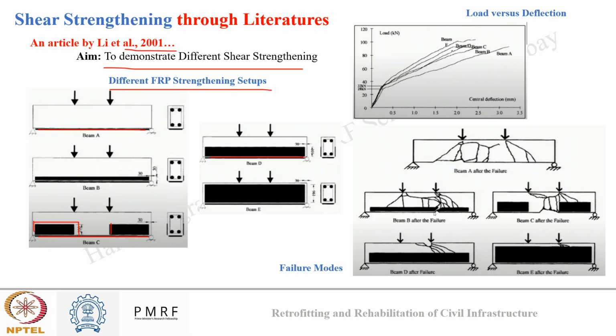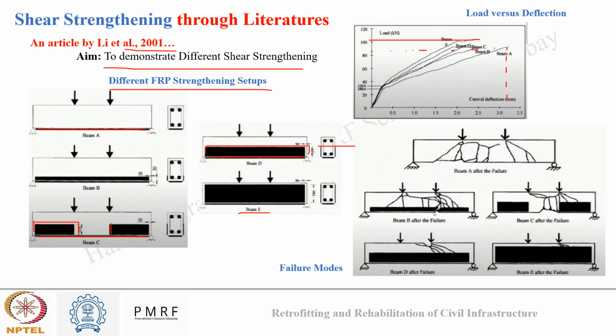Here FRP was placed at the base, and a wrap was done on the sides also, complete wrapping on the side up till central depth. And here on the full sides, the FRP wrapping was done. And for each case, they applied load at the top and they measured the central deflection. So you can see from this load versus deflection profile, in case of beam E, it was able to take maximum load, since FRP from the side was wrapping, it was confining the beam, which was increasing the load capacity, and at the base also there was a FRP strip which was increasing the load capacity, while at A, there was maximum deflection but a lower amount of load.